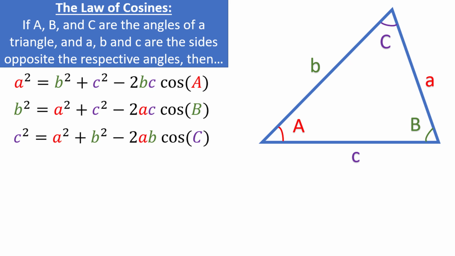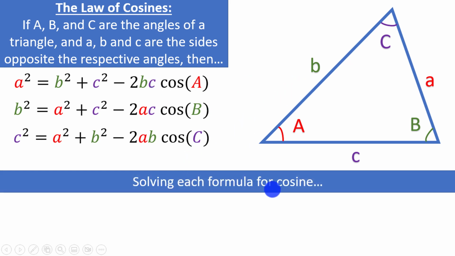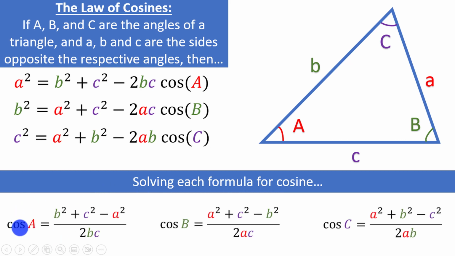This is the formulation of the law of cosines that you should use if you are solving for a missing side. If you are solving for a missing angle, you can solve any of these three formulas for cosine of capital A, capital B, or capital C. If you solve each of these formulas for cosine, you will get either cosine of capital A is equal to b squared plus c squared minus a squared over 2bc, or equivalent formulas for cosine of capital B or cosine of capital C.